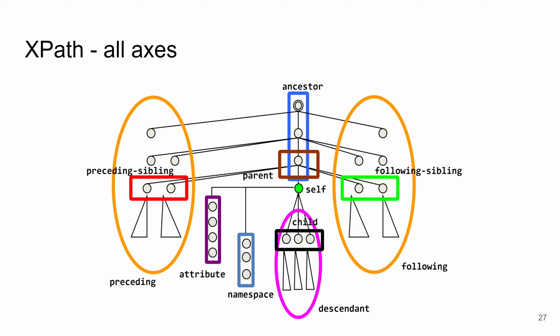And this is the overview of all axes available in XPath. So we have seen the self and the preceding sibling and the attribute and the parent and child and descendant axes. And there are also following and following sibling and namespace and ancestor axes. So all those can be used in the axes part of a XPath path step.